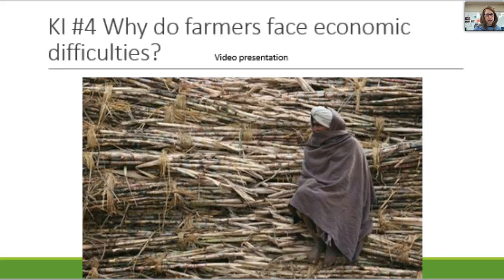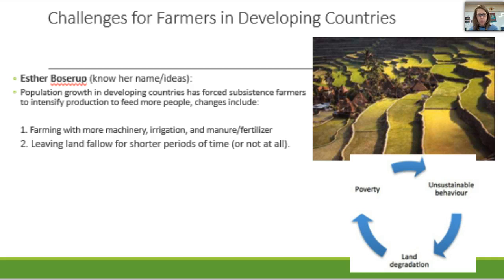Key issue 4 of Chapter 10 is why do farmers face economic difficulties? So we'll be looking at developing and developed countries for this. So, challenges for farmers in developing countries, and Ester Boserup is a name that you should be familiar with. She's an economist. She has a few different theories that we look at in AP Human Geography.